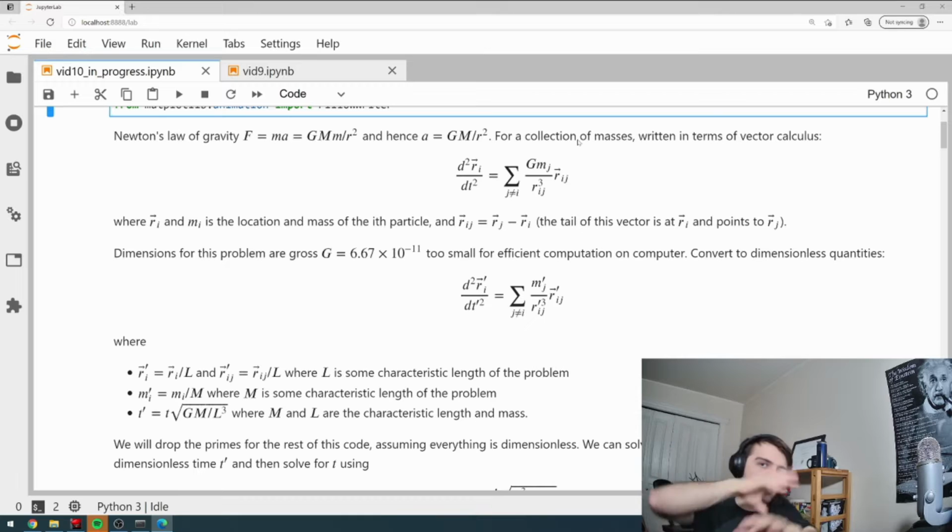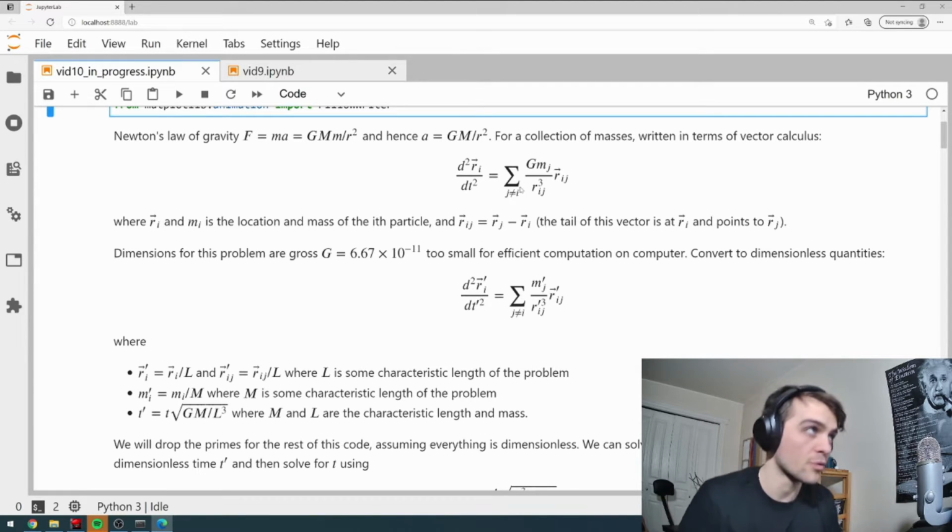For a collection of masses, where you have many, many masses, you write in terms of vector calculus. So here's your acceleration in vector form. You have mass i, and you're summing over j, so it's m_j. You do the sum over all the masses, and it says that m_i is getting pulled towards all the different m_j. And that r_ij vector goes from mass i to m_j. So it's getting pulled in this direction, from i to j, i to j, i to j. And you don't sum over the mass itself. The mass doesn't exert a gravitational force on itself.